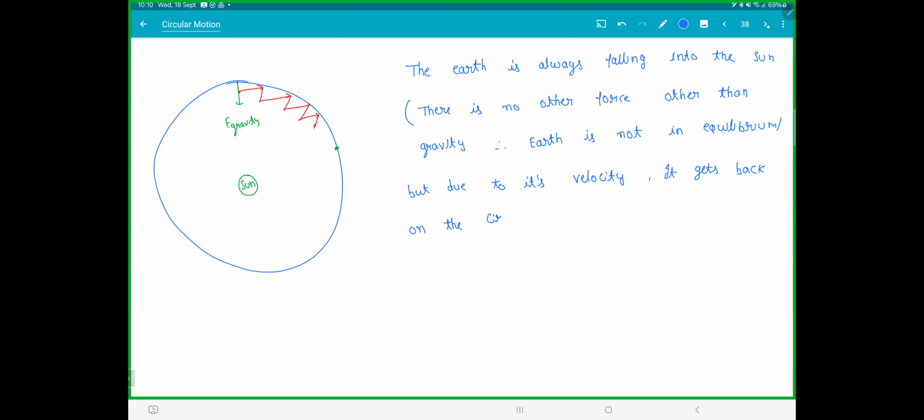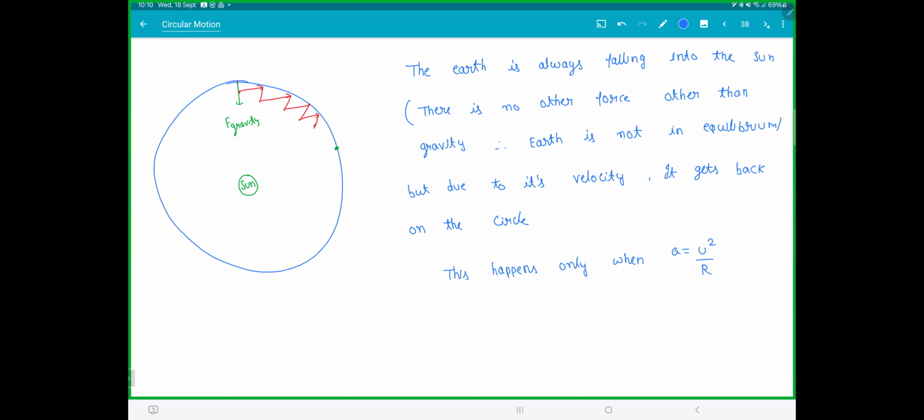Now, this does not happen for every possibility. This happens specifically when you satisfy a certain condition. This happens only when a is equal to u square by r. So if a particle goes in a circle with speed u, and you can maintain an acceleration a equal to u square by r, you will go in a circle. What happens if I give more or less than u square by r?